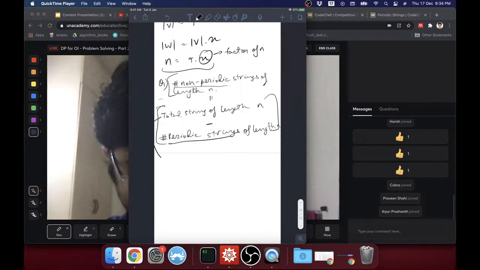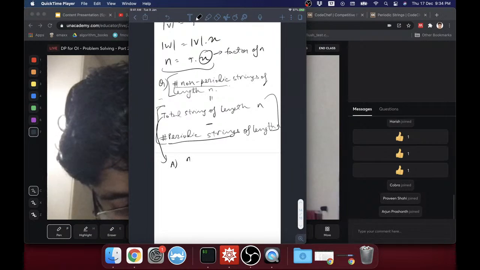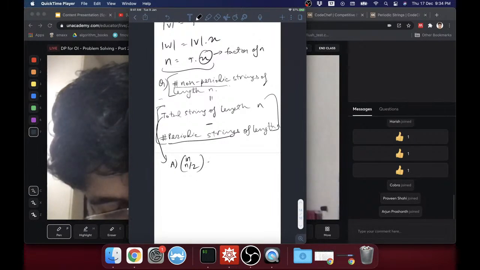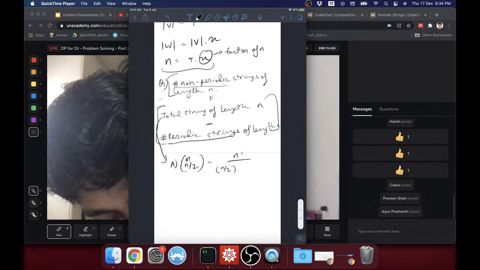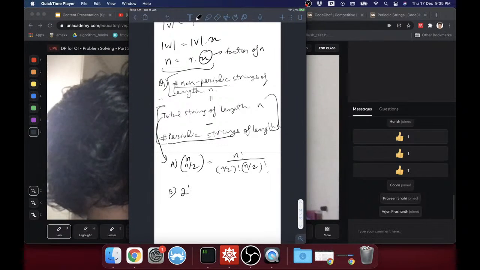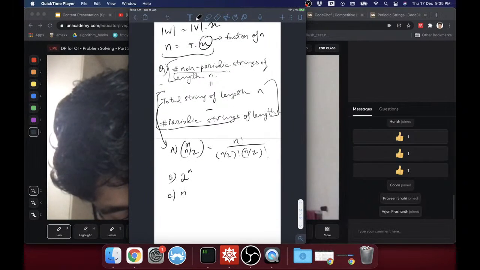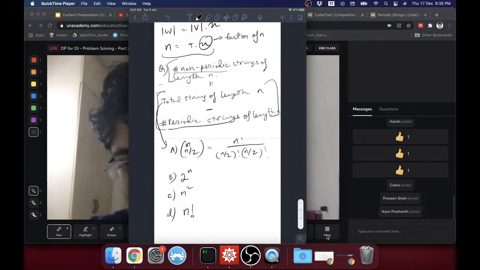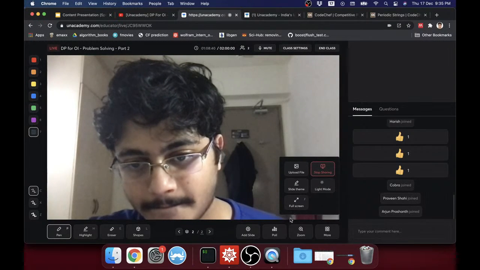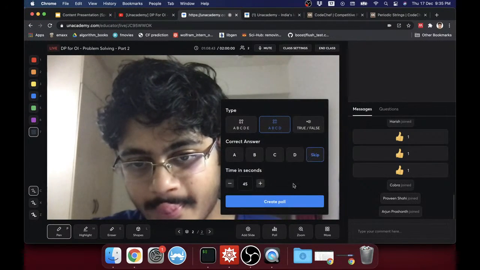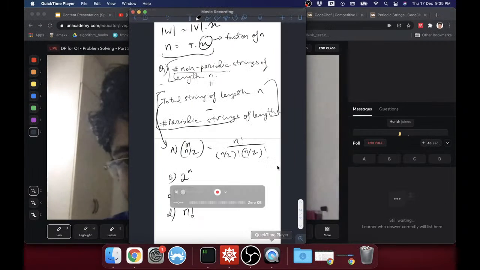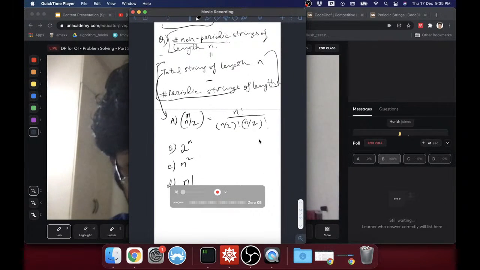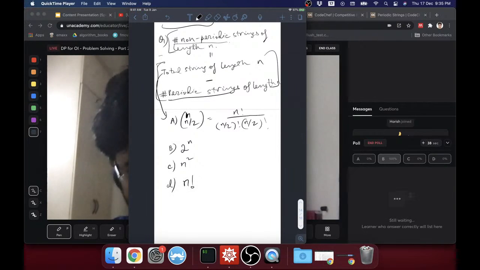So firstly, what is the total number of strings? Option A, n choose n by 2, which basically says n factorial upon n by 2 factorial, n by 2 factorial. Option B, 2 to the power n. Option C, n square. Option D, n factorial. How many total strings are there of length n? Correct, 2 to the power n.